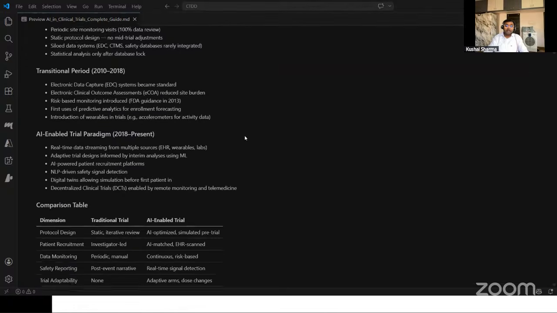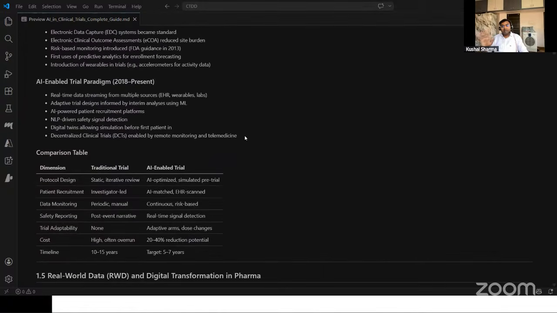Now, 2018 to present, the AI-enabled trial paradigm. Real-time data streaming from multiple sources: electronic health records, wearables, labs. Adaptive trial design informed by interim analysis using ML. AI-powered patient recruitment platforms. NLP-driven safety signal detection. Digital twins allowing simulation before the first patient in. Decentralized clinical trials, DCTs, enabled by remote monitoring and telemedicine.